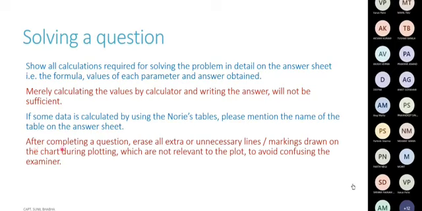Now, after you complete a particular question, erase all the extra or unnecessary lines or markings which you may have drawn on the chart during plotting. All these lines and markings which are not relevant to the plot should be erased to avoid confusing the examiner.